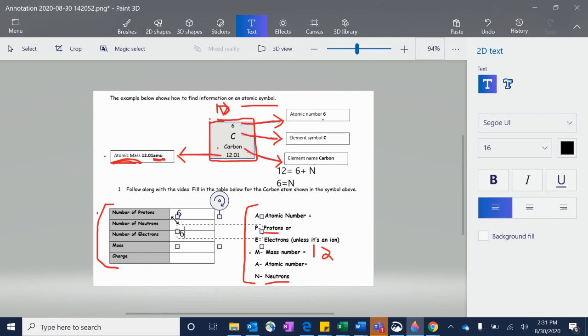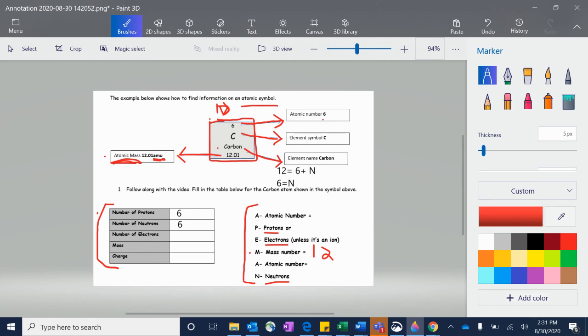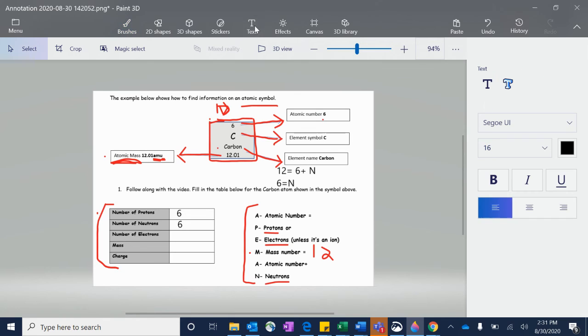Then electrons. We can make the assumption that this is a neutral atom. So electrons are going to equal the protons or equal the atomic number, however you want to think about that. So we will also have 6 electrons. Now, the mass we already pulled out as being 12. So we can write 12 AMU. Even though the atomic mass has a decimal on it, when it just asks us for a mass or a mass number, we really want a whole number.